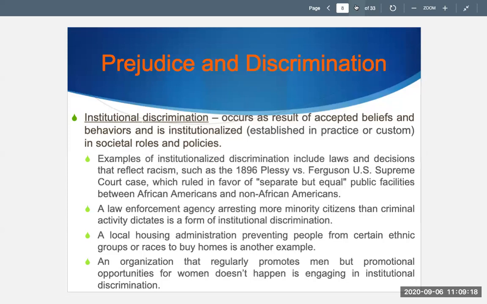And that's how we found ourselves with large cities that have sort of a part of the city where maybe all people of one ethnicity or race reside. And that was a practice that went on for years and years and years as well. And the final example is an organization that regularly promotes men, but promotional opportunities for women doesn't happen. That's another version of institutional discrimination.